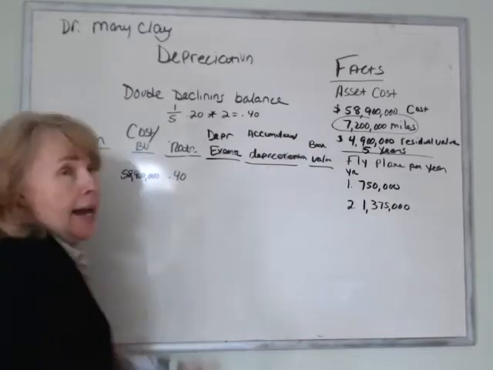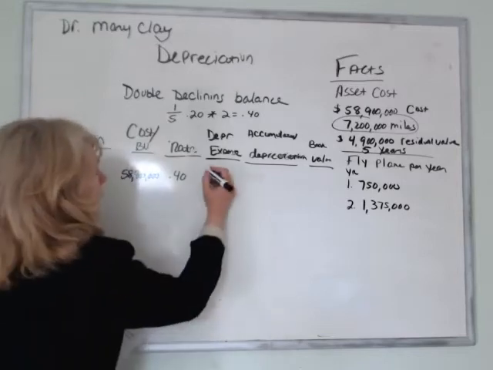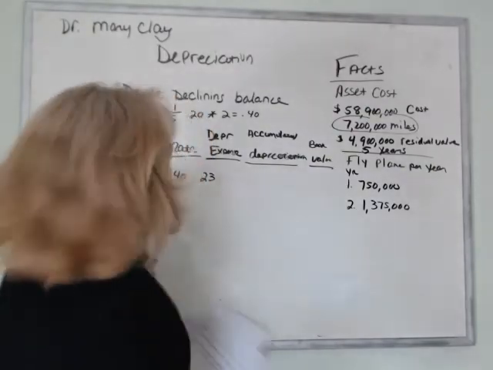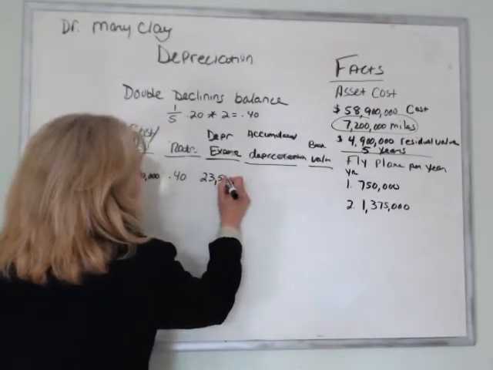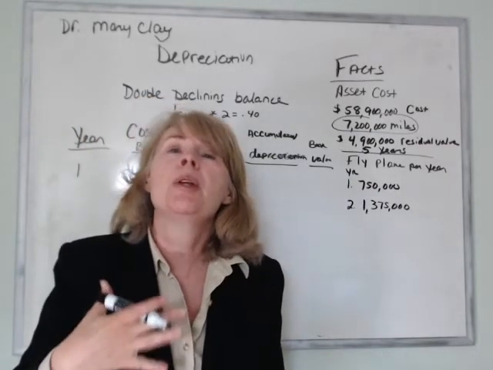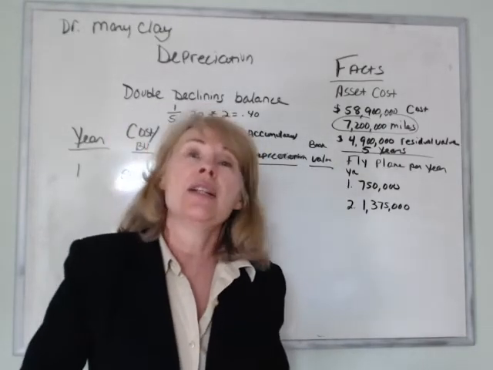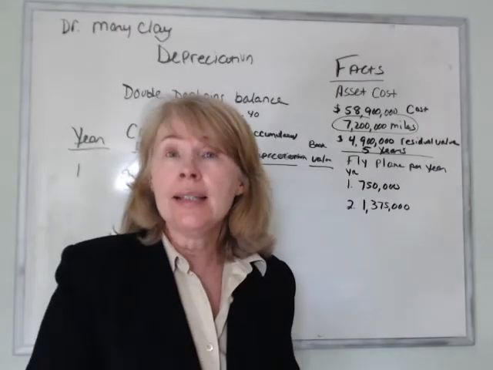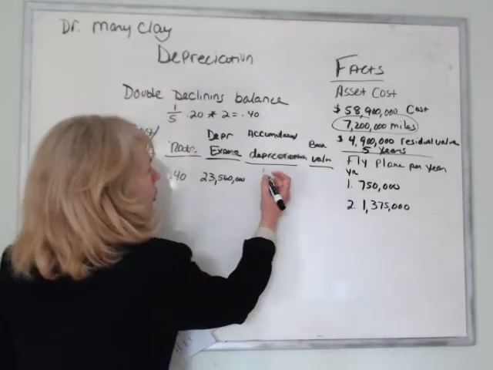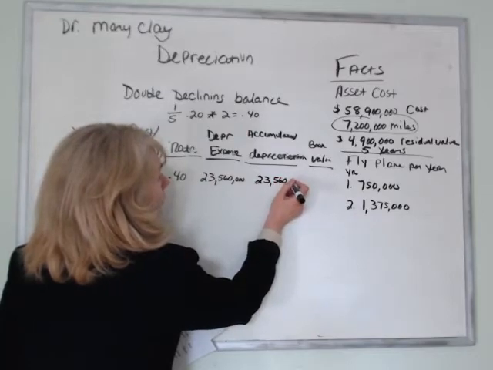$58,900,000. I take my calculator, 58,900,000 times 0.40, and that gives me 23,560,000. Okay, depreciation expense and accumulated depreciation are exactly the same. Why? Because it's year 1. You haven't started depreciating until the end of year 1. They purchased it on January 1st, so I just input my number, 23,560,000. Nice and neat. Okay?